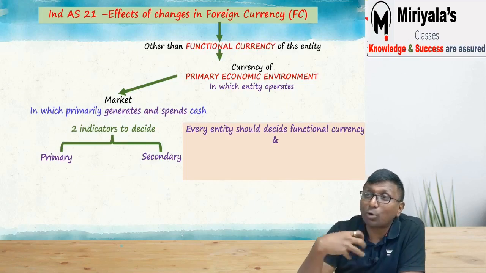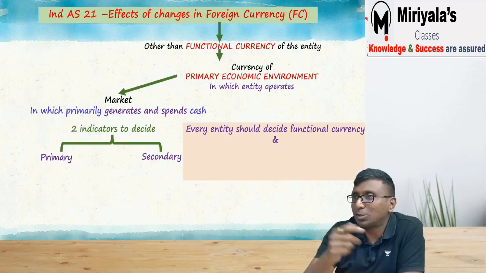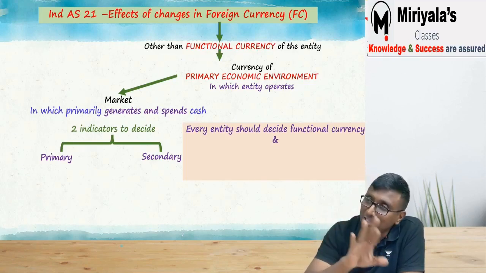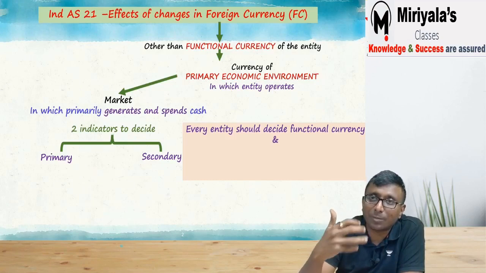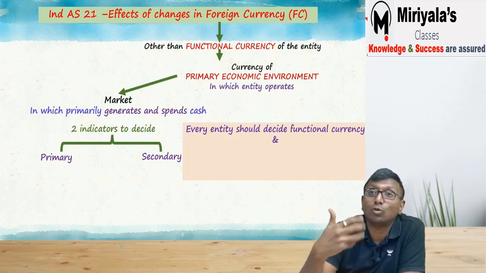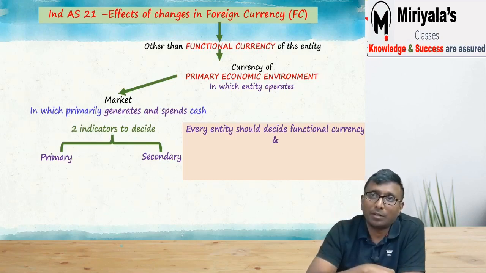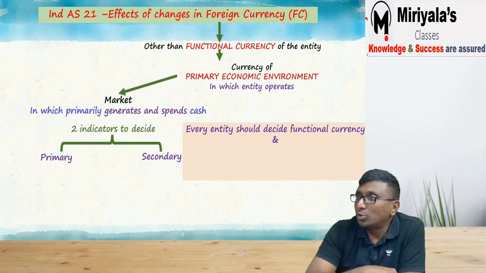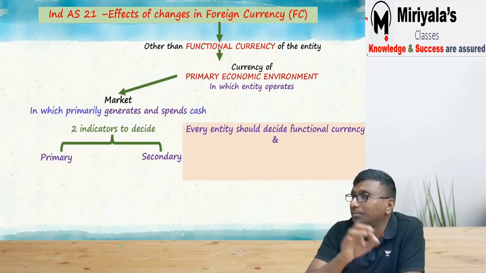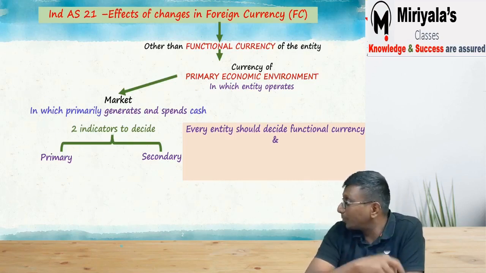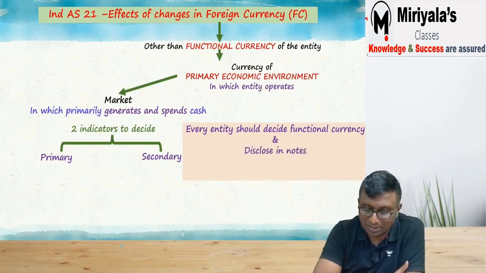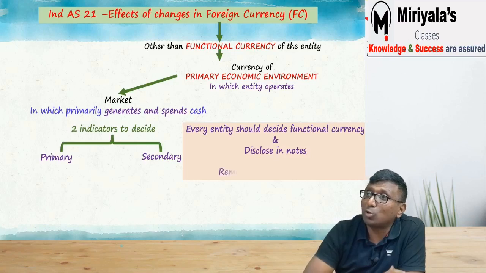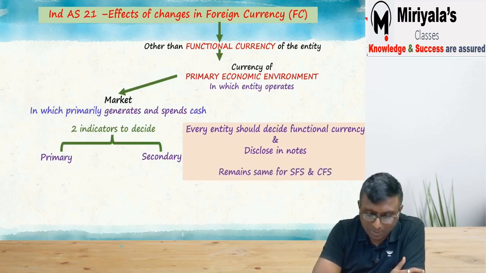Reporting currency is rupee, because you are in India and you have to report in rupees. Reporting currency is different from functional currency. Functional currency is the currency of the primary economic environment in which you operate. Hope you understood: that is, which market you are in. That is the first priority we will talk about. So what should you decide? Every entity should decide its functional currency and mandatorily disclose it in the notes to the financial statements.